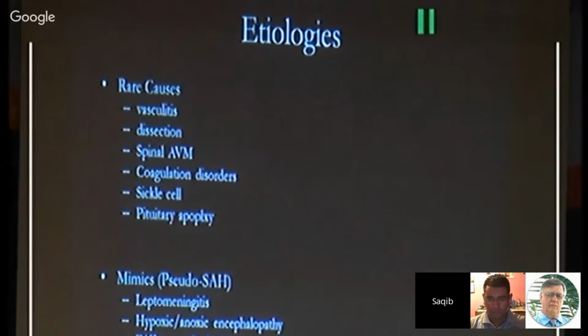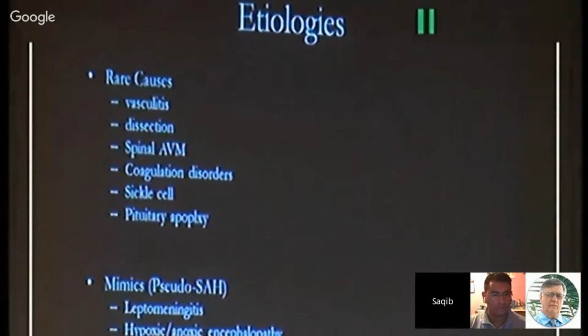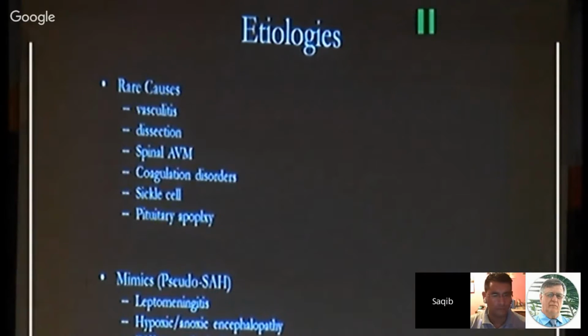This tends to be quite focal, but it can be a little more diffuse depending on how extensive it is. A spinal AVM that ruptures, particularly at the cervical or thoracic levels, can cause enough bleeding that it extends rostrally and causes subarachnoid hemorrhage, and more commonly intraventricular hemorrhage. Coagulation disorders obviously could cause it. Sickle cell disease and pituitary apoplexy can too; usually that tends to be confined to the parasellar space.